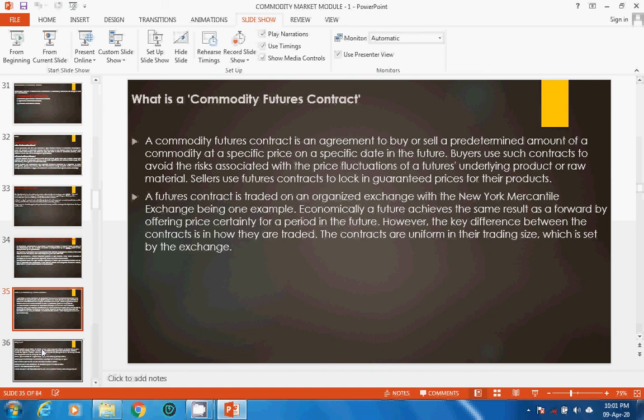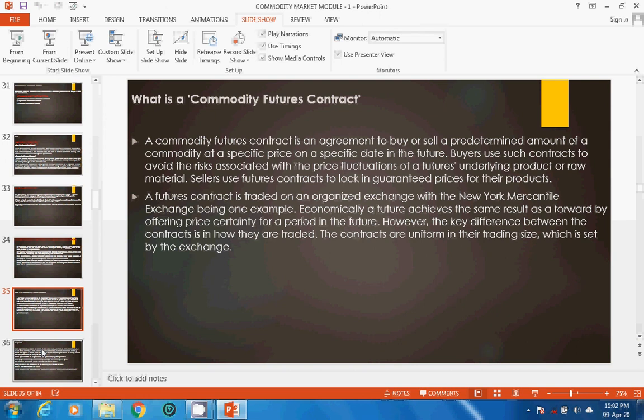Buyers use such contracts to avoid the risks associated with price fluctuations in the future. Futures have underlying products or raw materials. On the other hand, sellers use futures contracts to lock in guaranteed prices for their products in the future. A futures contract is traded on organized commodity exchanges, with the New York Mercantile Exchange being one example.